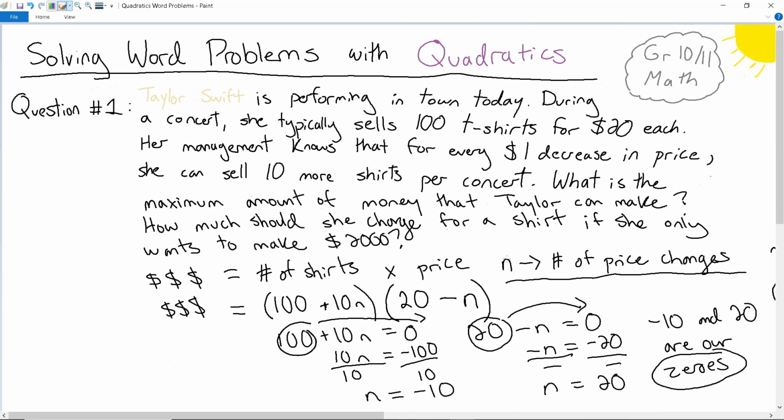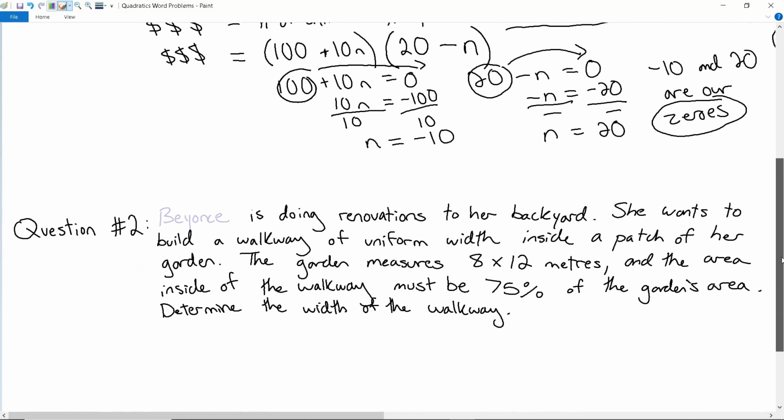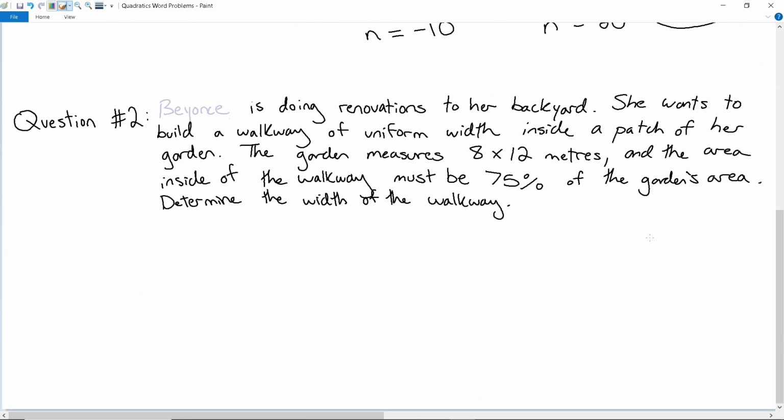All right, so we helped Taylor out with that question. Now we're moving on to Beyonce. So Beyonce is doing renovations to her backyard. She wants to build a walkway of uniform width inside a patch of her garden. The garden measures 8 by 12 meters, and the area inside of the walkway must be 75% of the garden's area. Determine the width of the walkway.